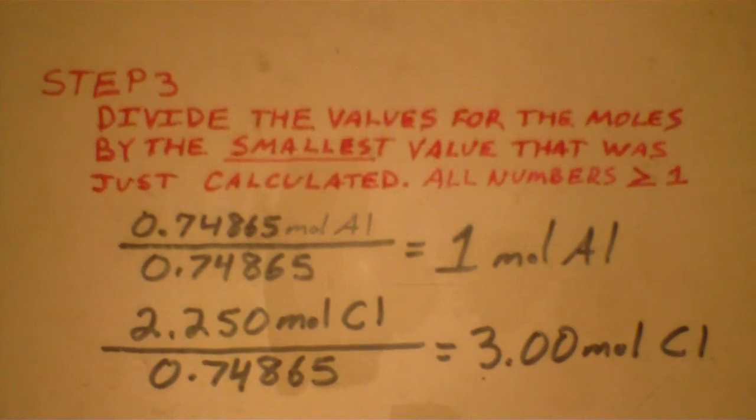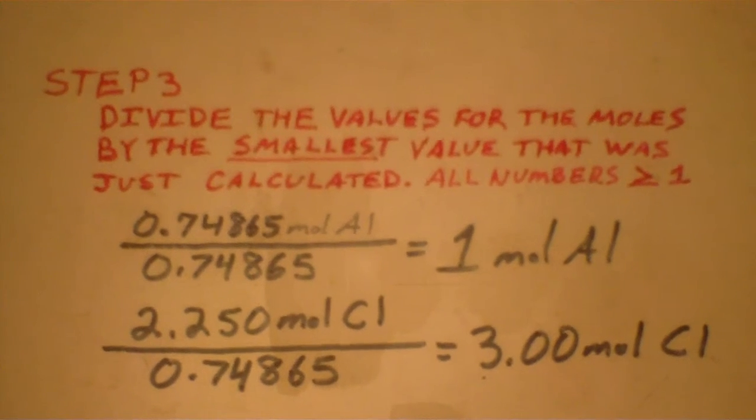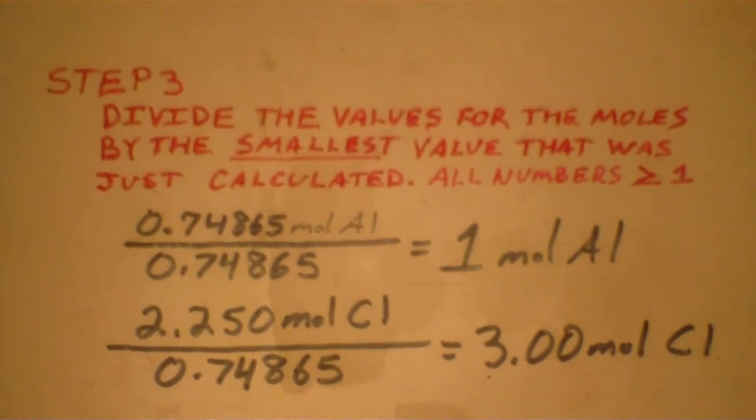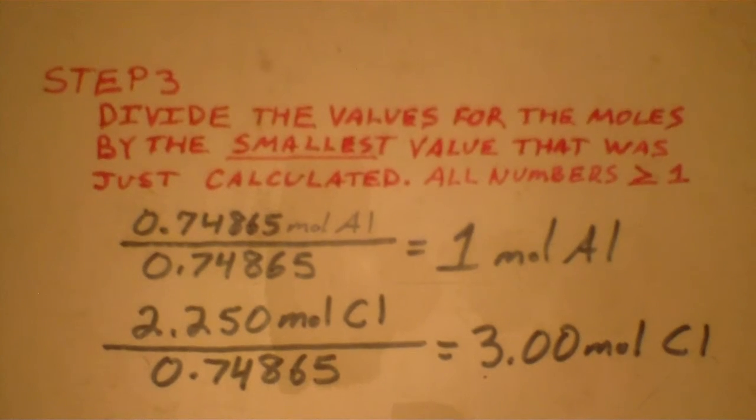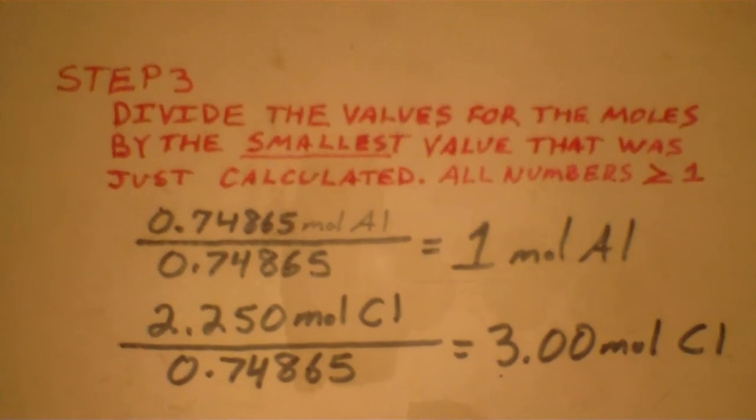Okay, so now that we have moles, you want to take a look at your moles. Divide the value by the smallest one. So our moles of aluminum, 0.7485. Moles of chlorine, 2.25. 0.78 something is much smaller. I divide each by that. So 0.748 divided by 0.748, 1 mole of aluminum. 2.250 divided by 0.74865, 3 moles of chlorine. Good. Next one.